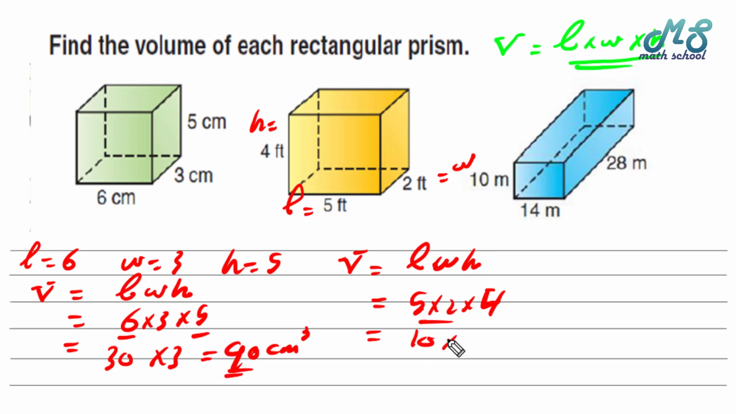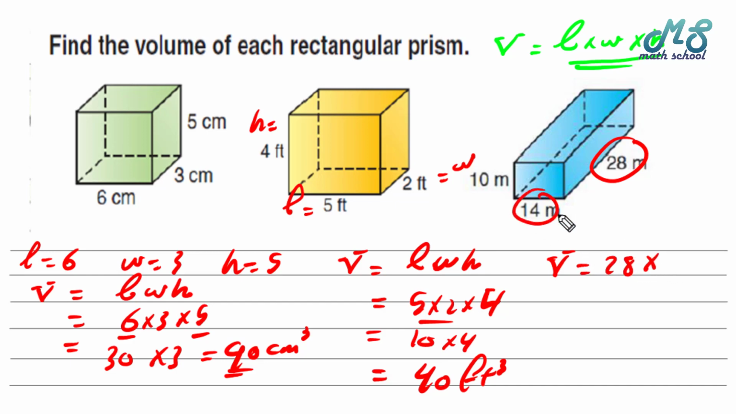Yes, equals 10. 10 times 4 equals what? Yes, equals 40 cubic feet. Finally, to find the volume, just multiply length by width by height. Length is equal to 28, so we can write 28 times width, which is equal to 14. Height is equal to 10. To multiply, we get 28 times 14 times 10.